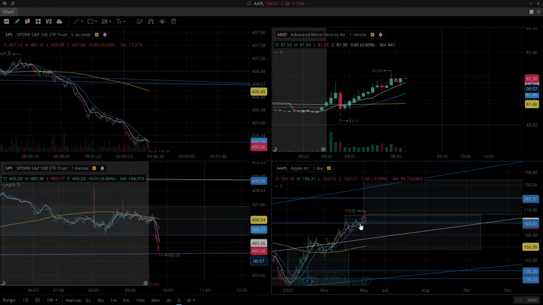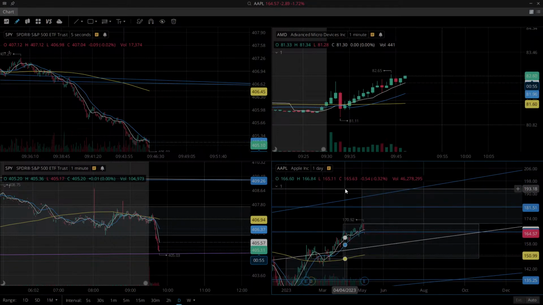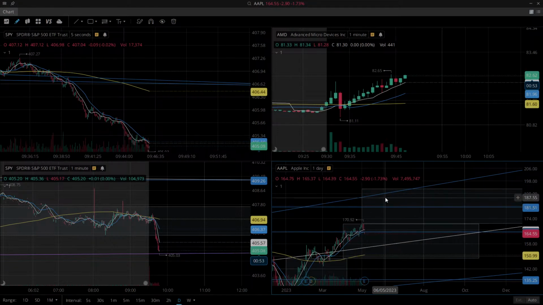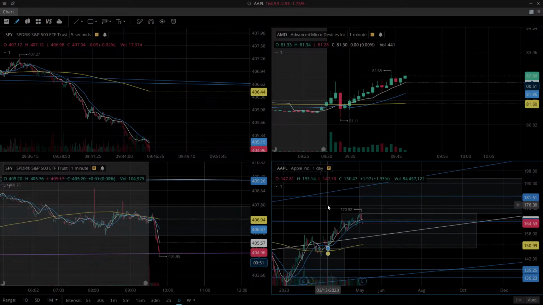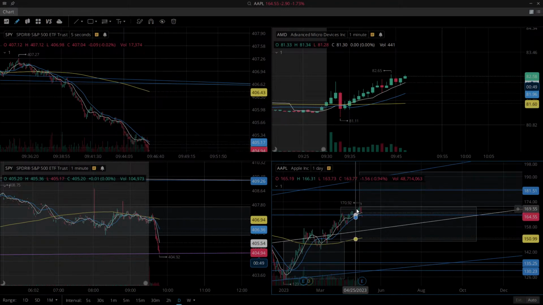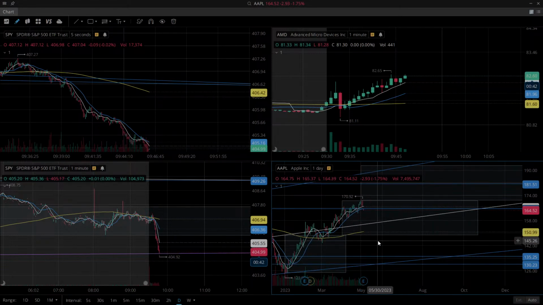And if Apple has a great earnings outcome, we could see it hit like 192 into the third leg of a big measured move. Or if it has crappy earnings, we could go all the way down to 148. So that's some extreme range, right?